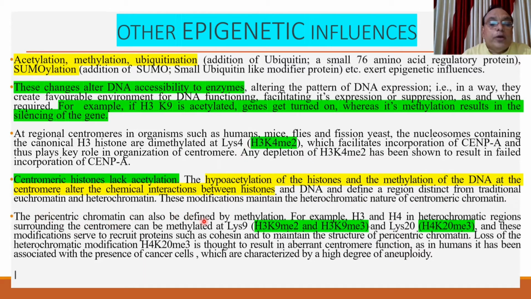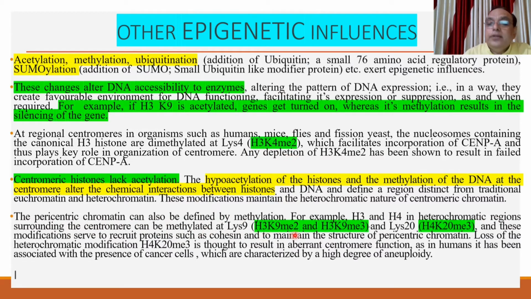Now, the pericentromeric chromatin, that is the chromatin flanking the centromeric region. You have seen in the earlier slides that there is a centromeric region in the middle, flanked by the pericentromeric region. The chromatin flanking the centromeric region is called pericentromeric chromatin. So they are also defined by methylation. For example, H3 and H4 in heterochromatic regions surrounding the centromere can be methylated at least at H3 K9 Me2. Here in the centromeric region it was H3 K4 Me2, and here it is K9.